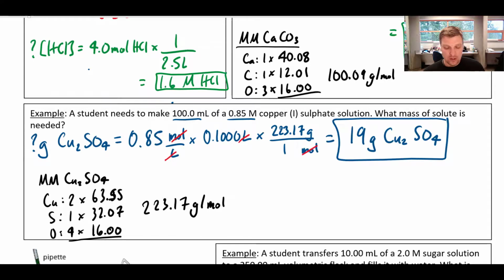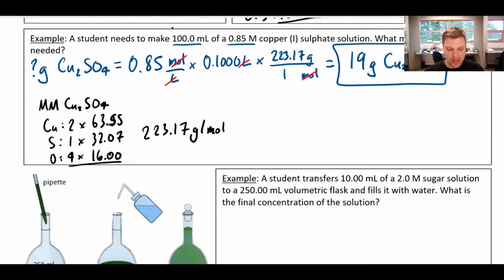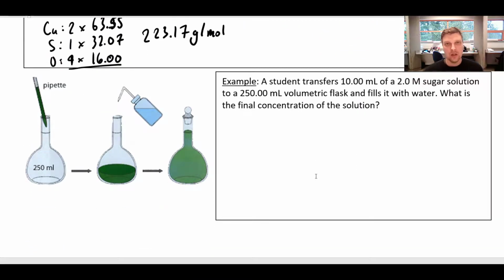Okay, so there's one more example here I want to look at. The other example I want to look at is what happens when we have a dilution. A dilution is a situation where we've got a solution already, and then we come along and we add water to it. Or maybe we add a whole other solution to it. And so what is going to happen to our overall concentration?